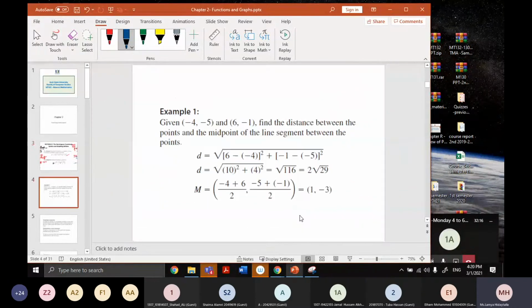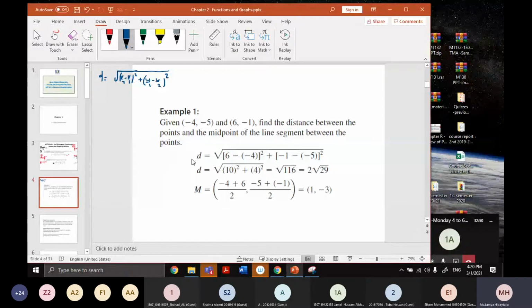And let's take an example here. He gave me 2 points. First, he needs the distance between the 2 points, and then also he wants the point in the middle between these 2 points. So we put the formula and we just substitute in the formula. What is the formula? The distance between 2 points is equal to the square root of x2 minus x1, the whole square, correct? Plus y1 minus y2, the whole square.